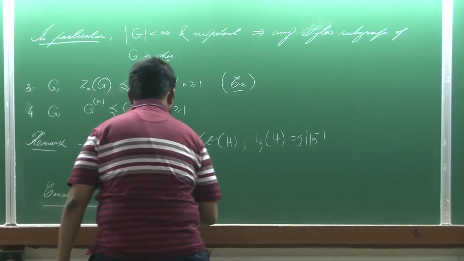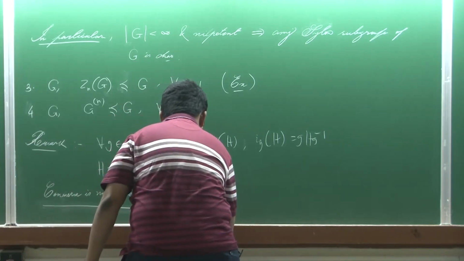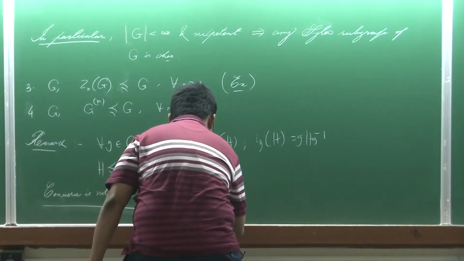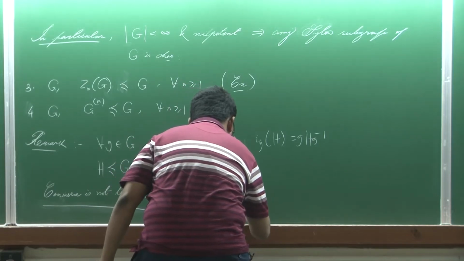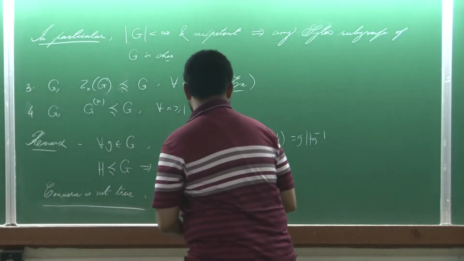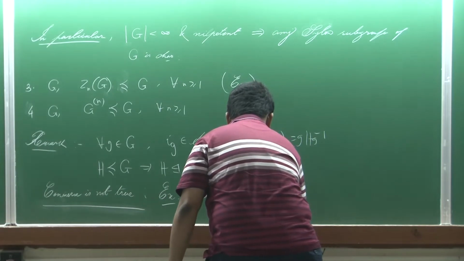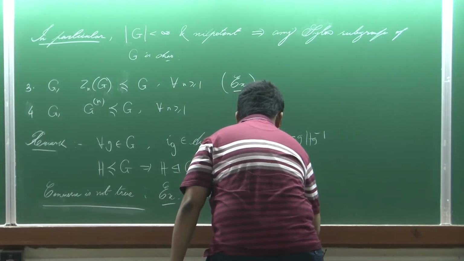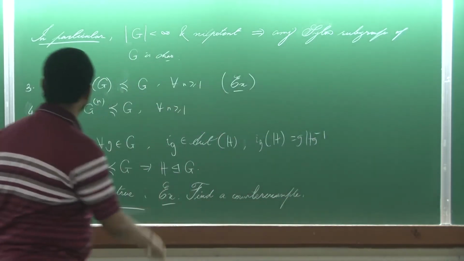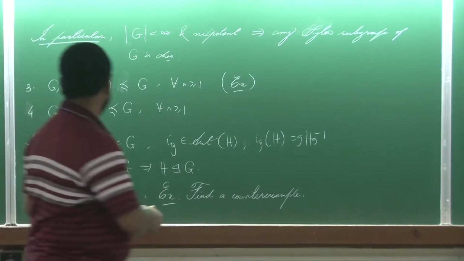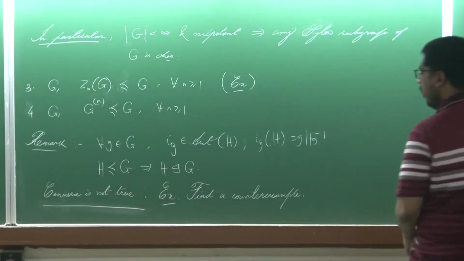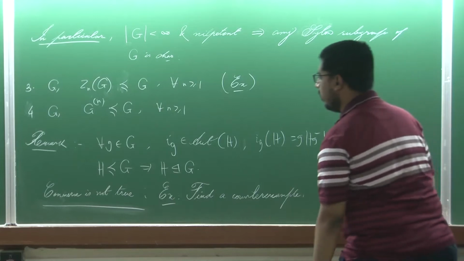So, the exercise is to find a counterexample. Okay. So, yeah, the characteristic subgroups are normal, but the converse is not true.